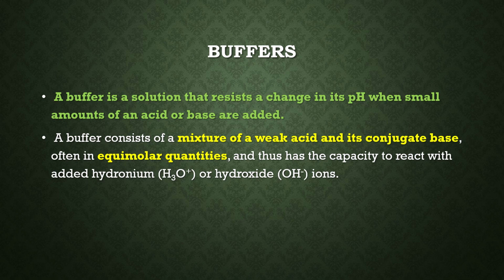How do you make a buffer? That's the next thing I often get asked. A buffer consists of a mixture of a weak acid and its conjugate base, often in as close to equimolar quantities as we can get, and thus has the capacity to react with both added acid, or hydronium, or base, or hydroxide ions. So the equimolar is quite important, and we'll come back to that later.